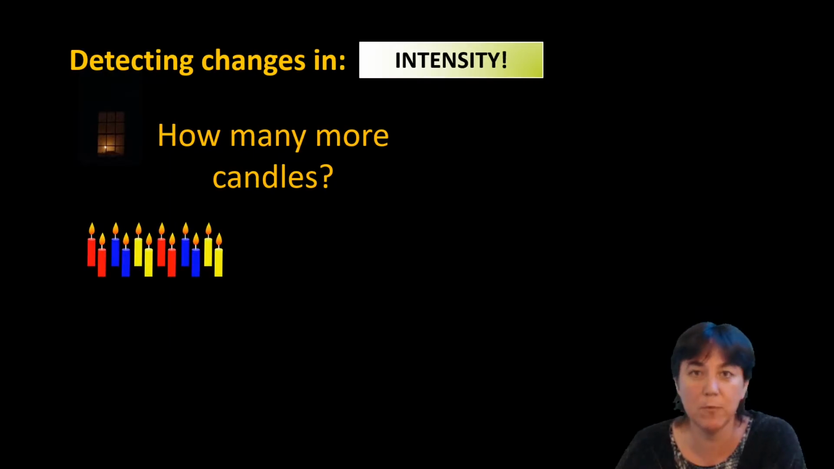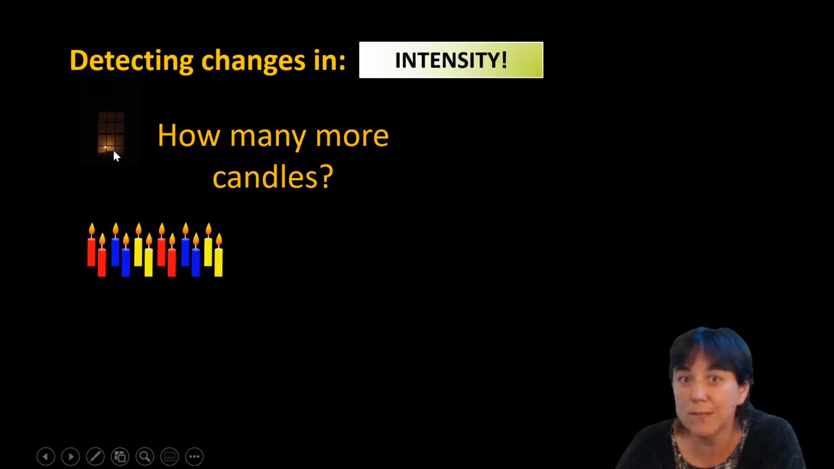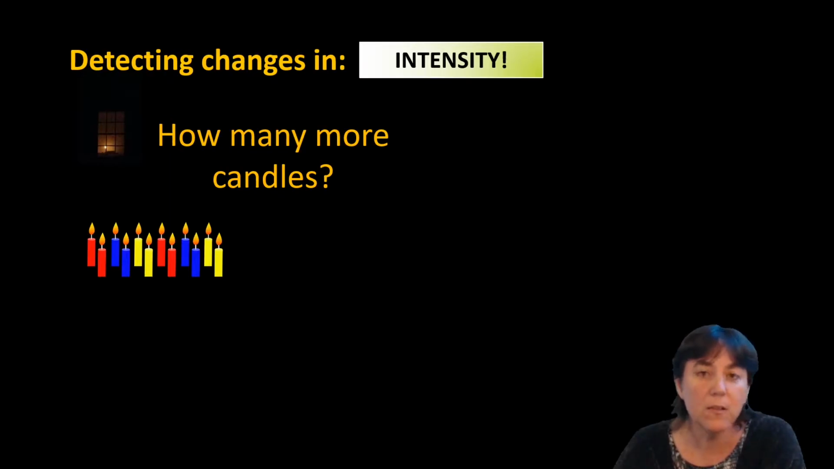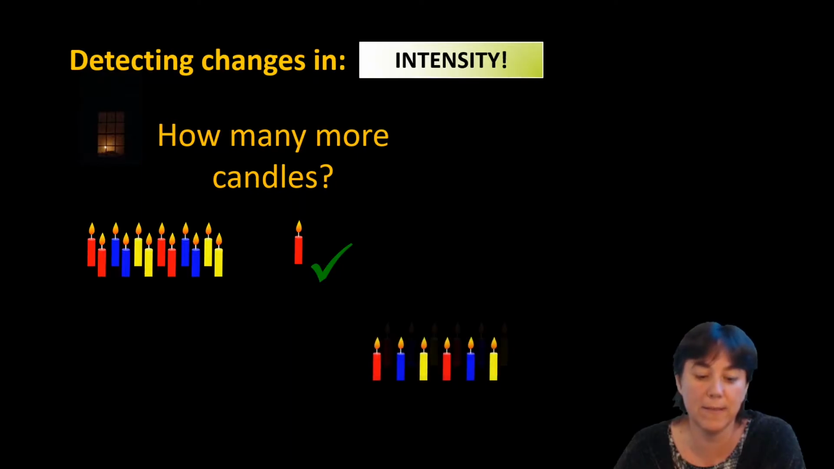So for example, let's say I had 12 candles lit already. Obviously in the window, if I light one more candle, you will see it. But what if there were 12 candles already there? Would you see one more candle? What do you think? Well, it's a definite yes. You would see it. That single candle lit along the 12 already existing candles.